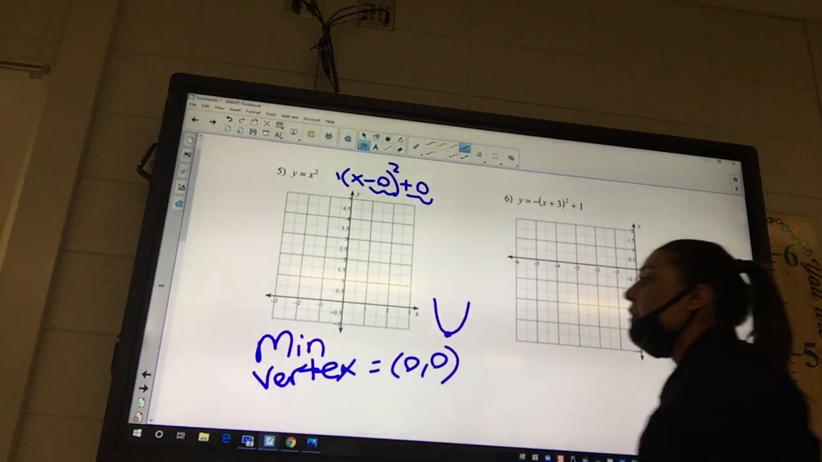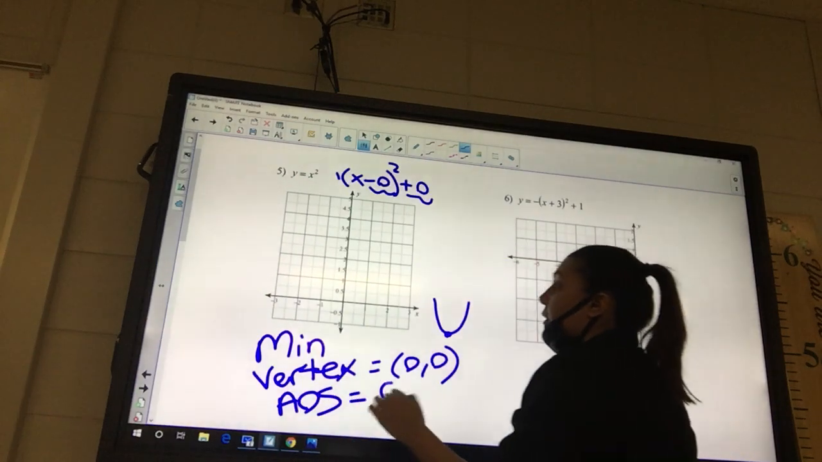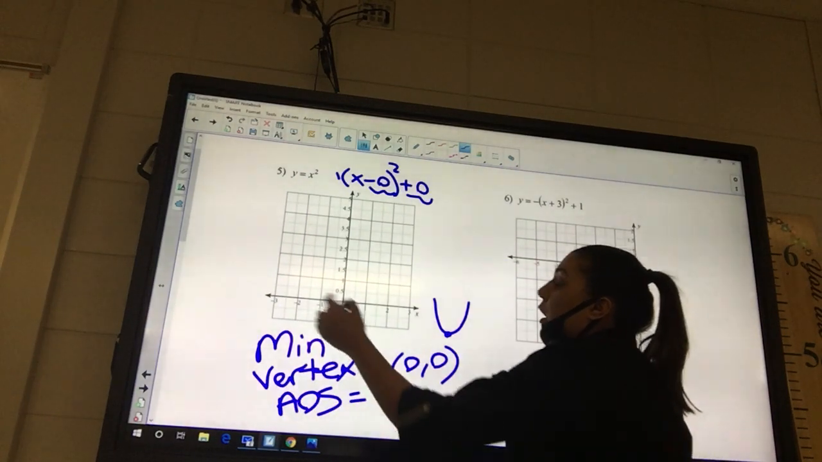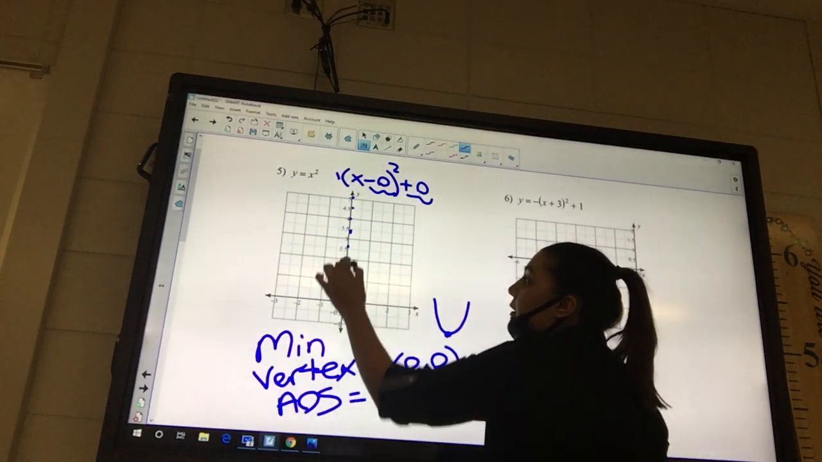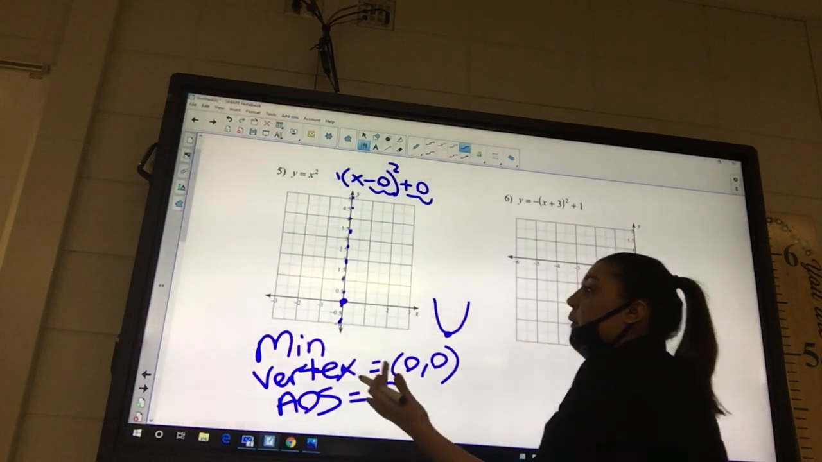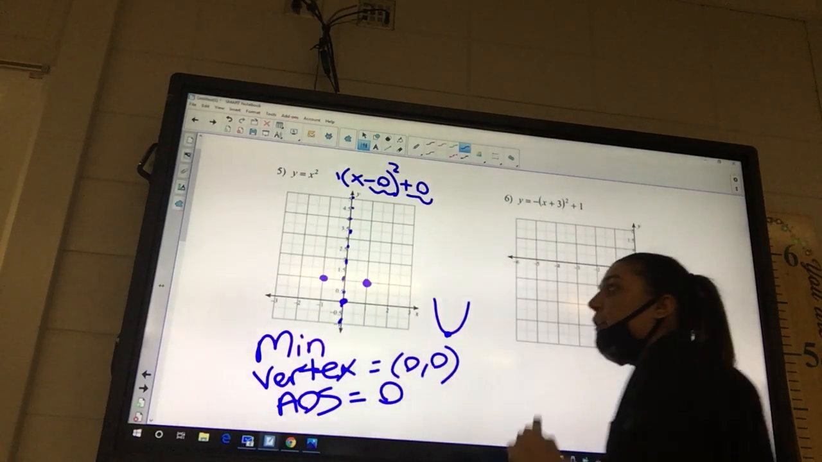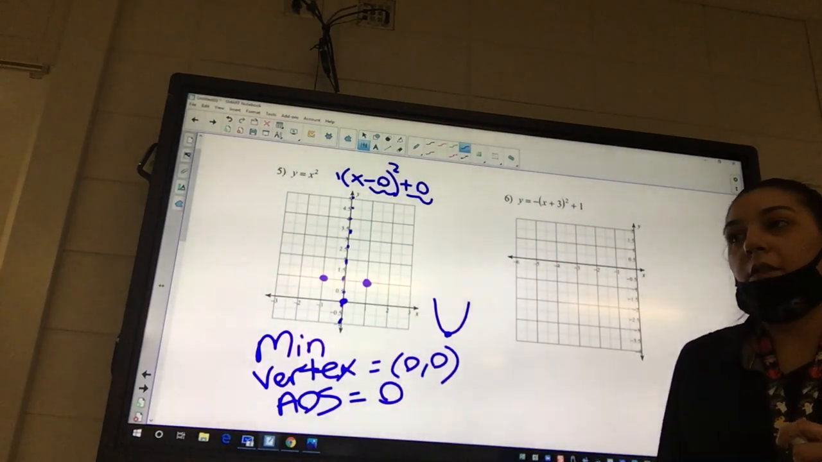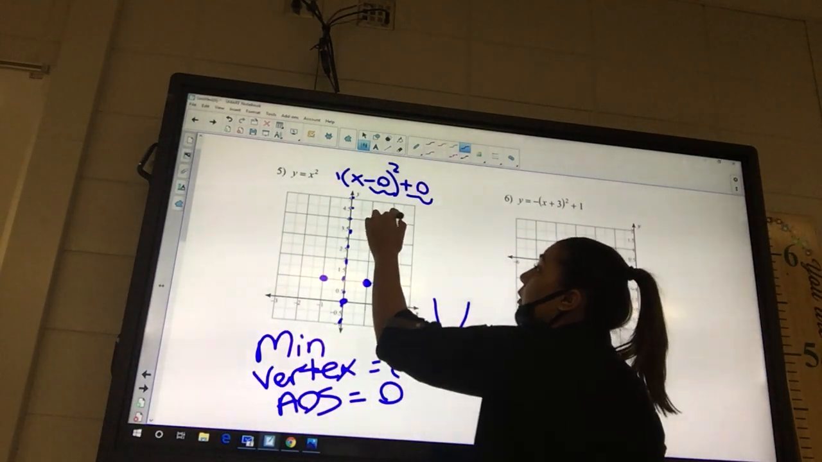What's the axis of symmetry? It's at 0. So it's going to start here at 0, 0. Here's my axis of symmetry. It splits that graph equally. In this graph, we already know how to graph, right? How do you graph the third point? What is it always? 2 and 4. Yeah, so it's going to be at 2 and 4.